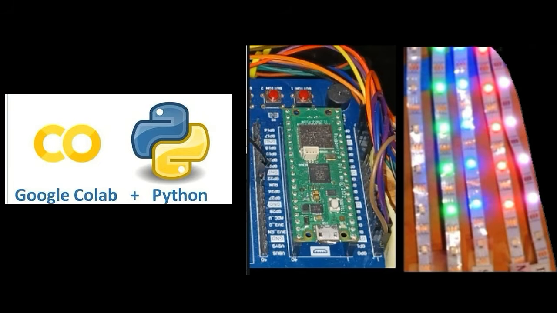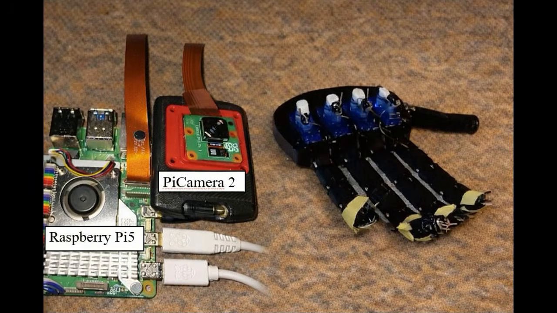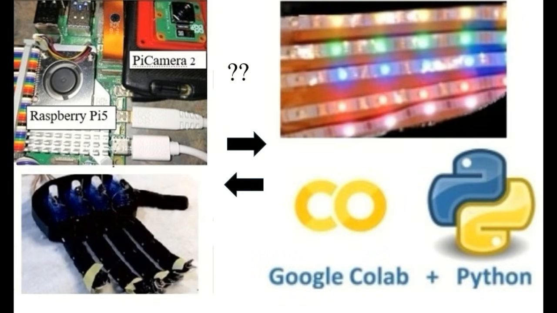First, I will demonstrate the cloud-connected project. Then, I will demonstrate the Raspberry Pi project, controlling a robot hand. Finally, I will compare the features and performance of the two projects and present my choice.